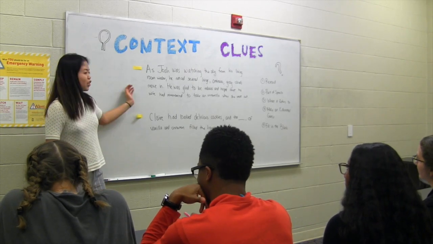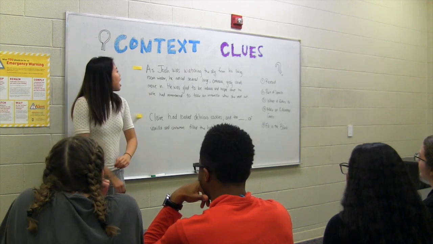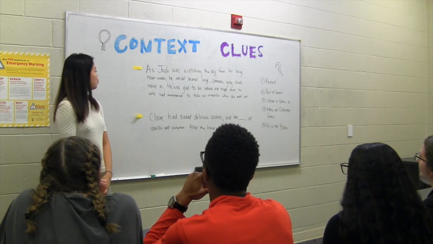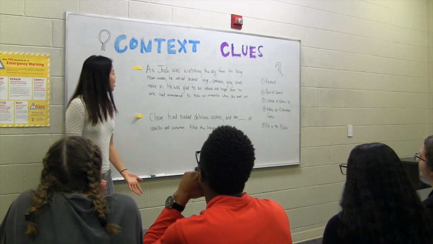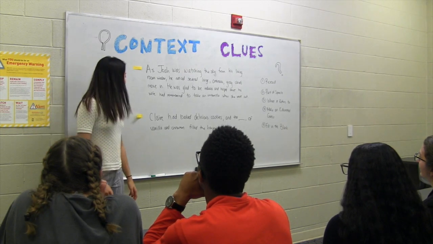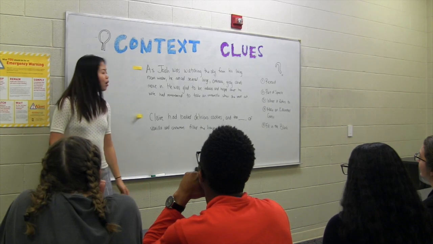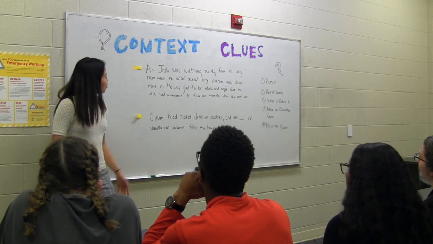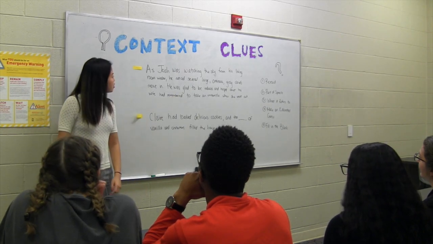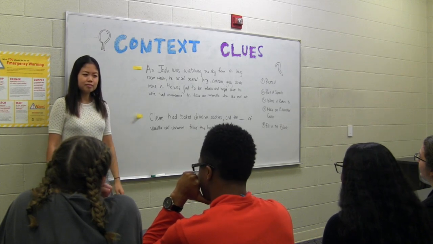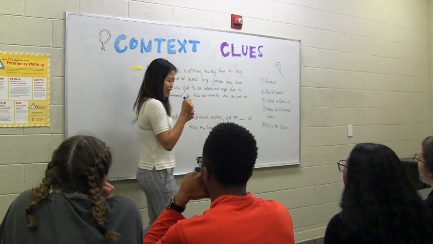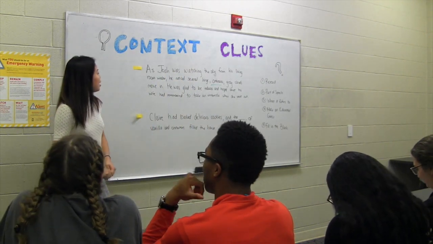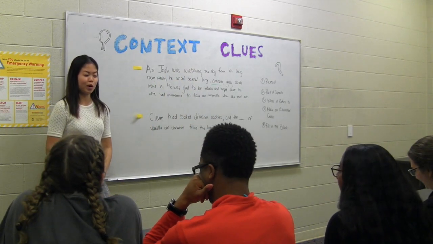So to start, let's take a look at these sentences. As Josh was watching the sky from his living room window, he noticed several large, ominous gray clouds move in. He was glad to be indoors and hoped that his wife had remembered to take an umbrella when she went out. So are there any words here that you didn't already know? Ominous? Oh, yeah. This is pronounced ominous. Malika said she wasn't really familiar with the word ominous.